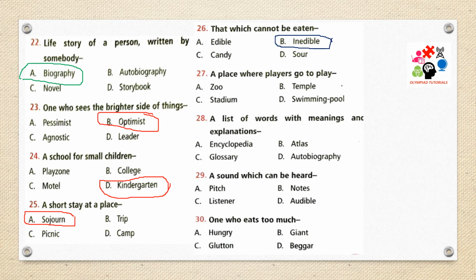So number 27, a place where players go to play. Zoo, temple, stadium, swimming pool. Very easy answer. Yes. The place where players go to play is stadium. Number 28: a list of words with meanings and explanation.